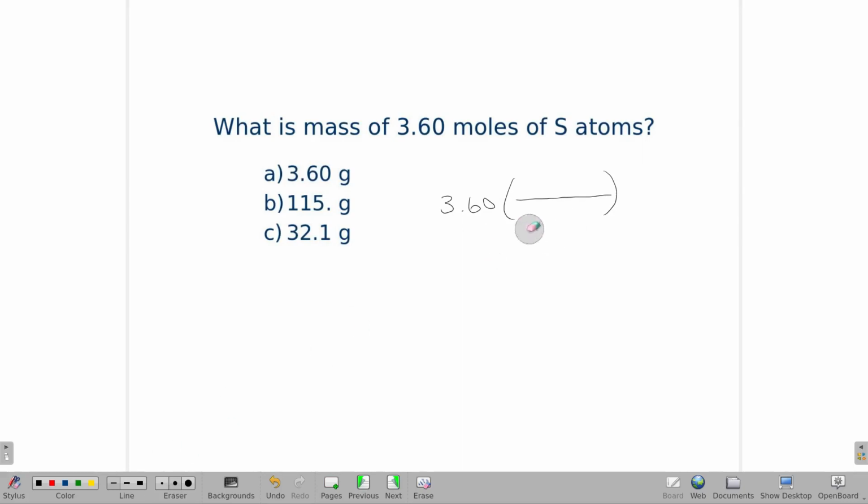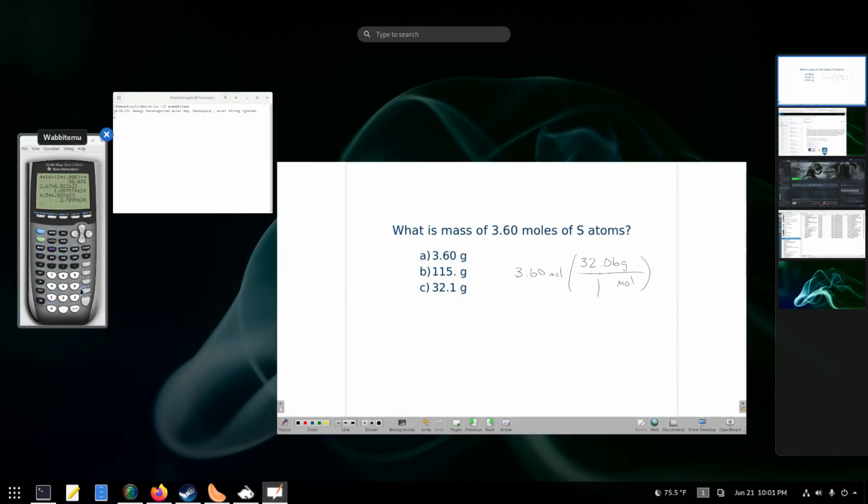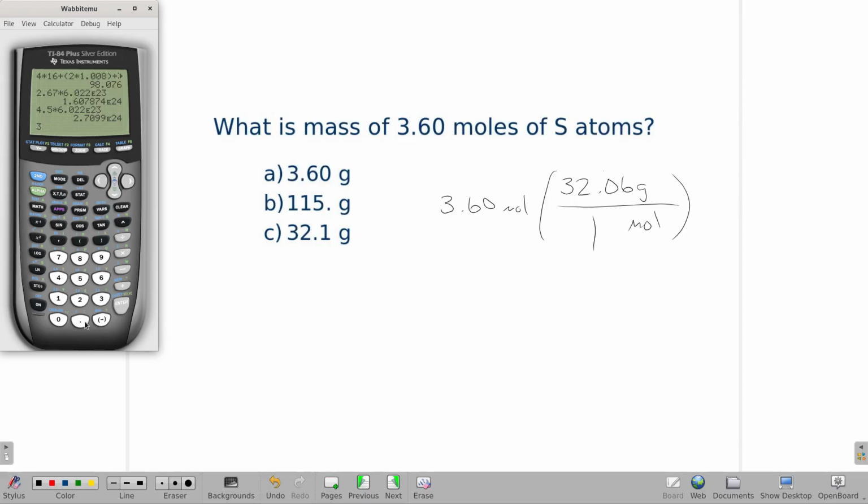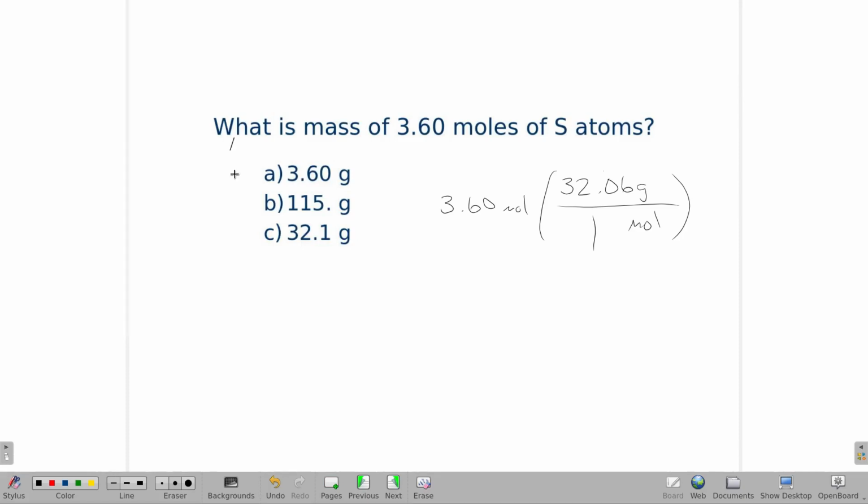And I left off my units on my 3.6, so let me back that up. And 3.6 moles. So for a conversion factor, I'm going to have moles here, so grams must be up there. And then I just look at the periodic table and see that the atomic weight of sulfur is 32.06 grams per mole. So to get this answer, I really am just taking 3.6 and multiplying it by the 32.06. Three significant figures would be the 115.